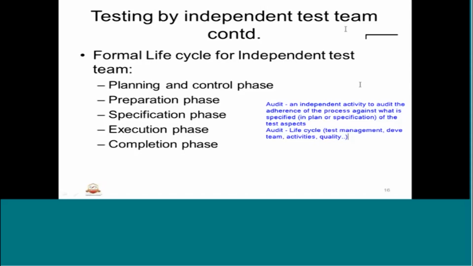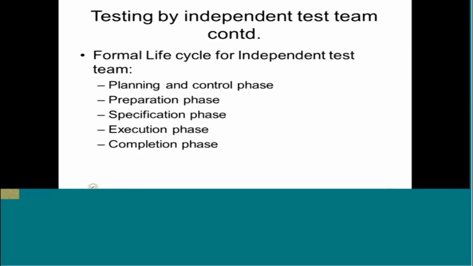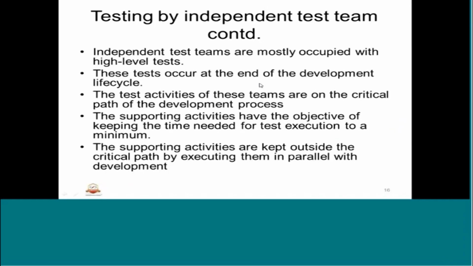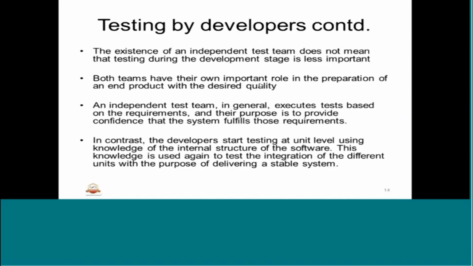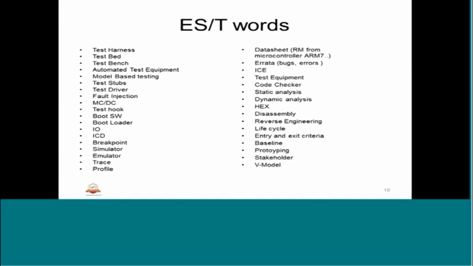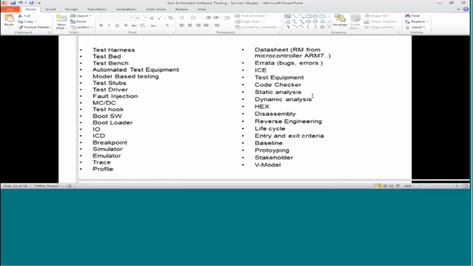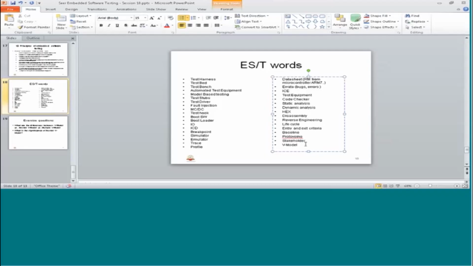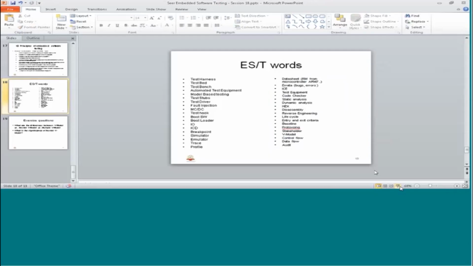Okay, so that is about testing by developers and testing by independent team. Now we will move on to the 10 principles of embedded software. I think I will take this up in the next session as we are running out of time in this session. So I will go through the words which we have covered before as well as today. A couple of words I would like to add: control flow, data flow. Then we also have audit. If anything else is needed, we can add.